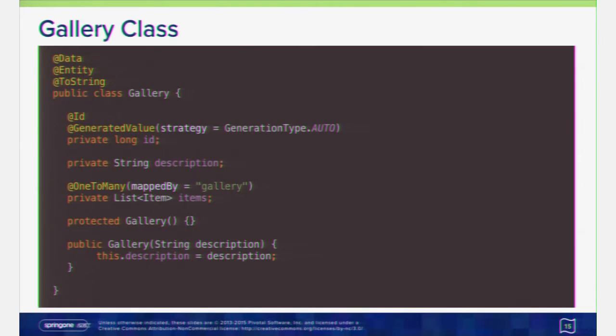And so if you look at the corresponding class, you can see a similar structure here. We have an ID field that's managed by the persistence container. We have a string value for the description, and then we have a one-to-many relationship with items. So one gallery can contain many items, one item can belong to one and only one gallery, or 0 or 1 gallery, I should say.